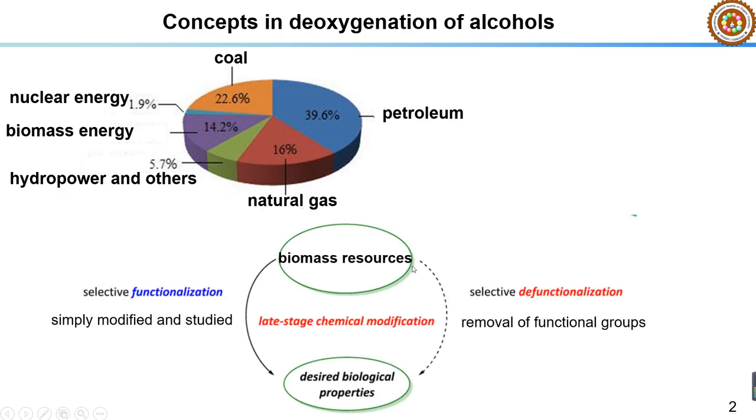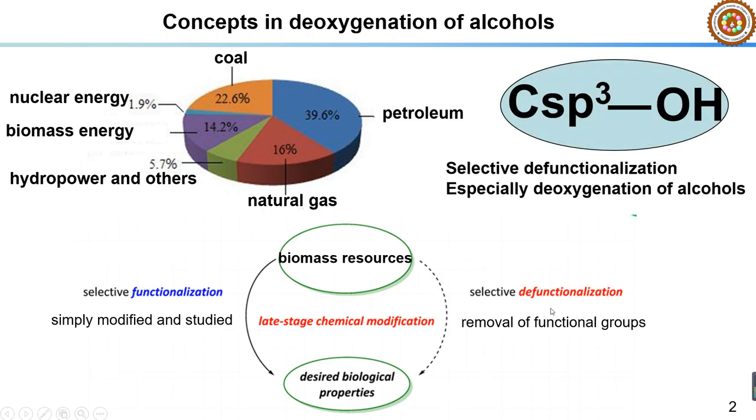Therefore, the selective functionalization of biomass resources has attracted widespread attention. In the early years, people simply modified and studied biomass resources, such as hydrogen bond donors and acceptors. But in recent years, selective defunctionalization seems more and more popular, especially accurate removal of functional groups. Because hydroxy groups are widely present in biomass molecules, it is necessary to study the selective defunctionalization of hydroxy groups, especially deoxygenation of alcohols.